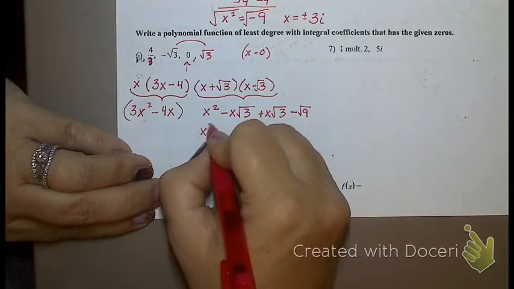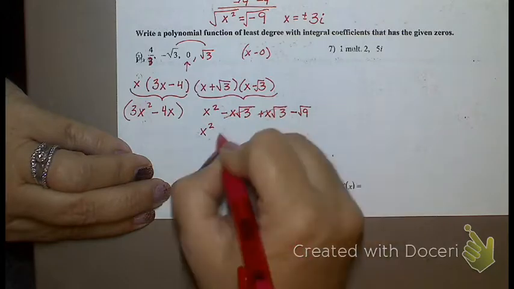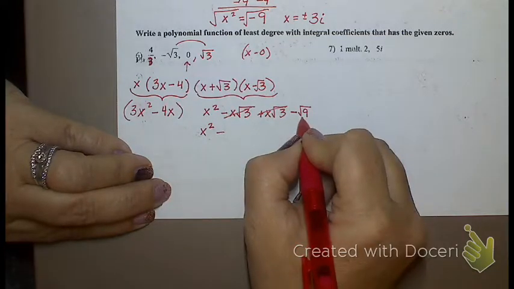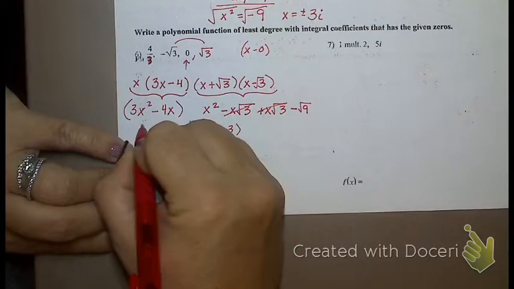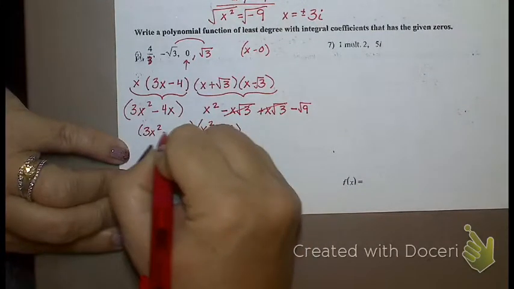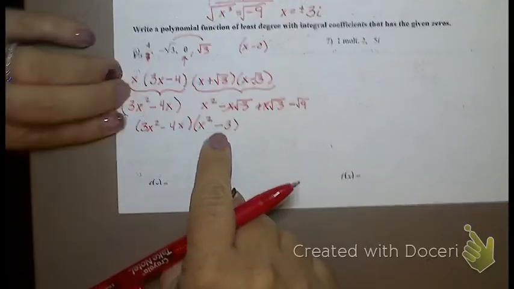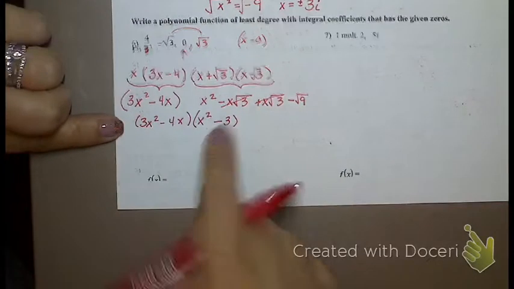So let's see, I get x squared, those two cancel, minus, what is radical 9? 3. So I'm going to multiply 3x squared minus 4x by x squared minus 3, put my answer in standard form, and I'm good to go.